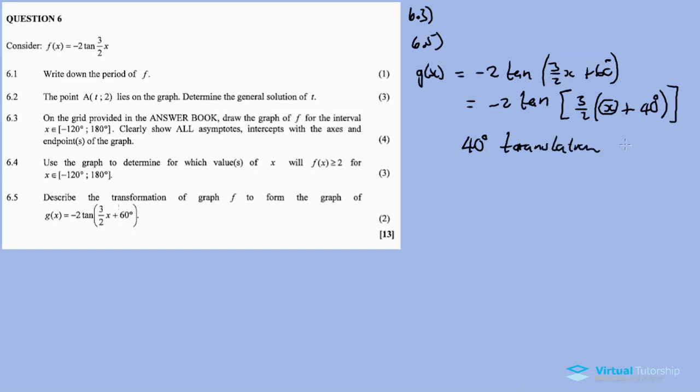translation to the left. The plus simply means the graph moves to the left, and minus simply means my graph moves to the right. Now before we check the transformation, just keep your x with a coefficient of 1. So that's why I keep 3 over 2 as a common factor, so that we can clearly show the translation here. So yeah, this is our final question for question 6.